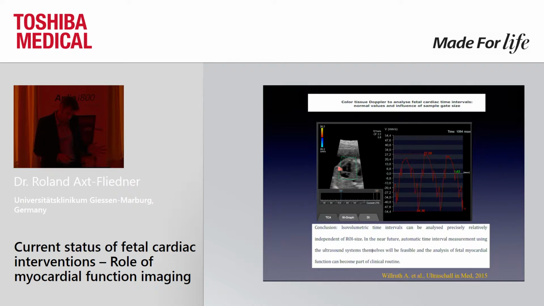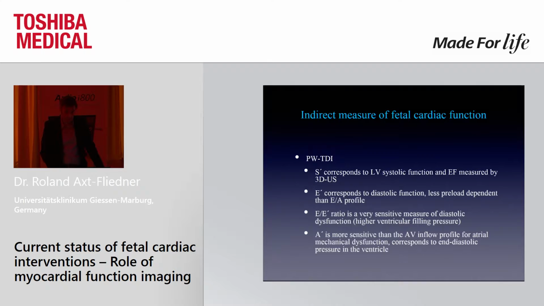And in a first study, we had a multi-center study in Germany to evaluate whether different sizes of region of interest would be of importance in the evaluation of the time intervals and of the velocities, and this was not the case. So what are now the velocities telling us? The S prime, and this comes from the adult echo information, corresponds to the left ventricular systolic function.